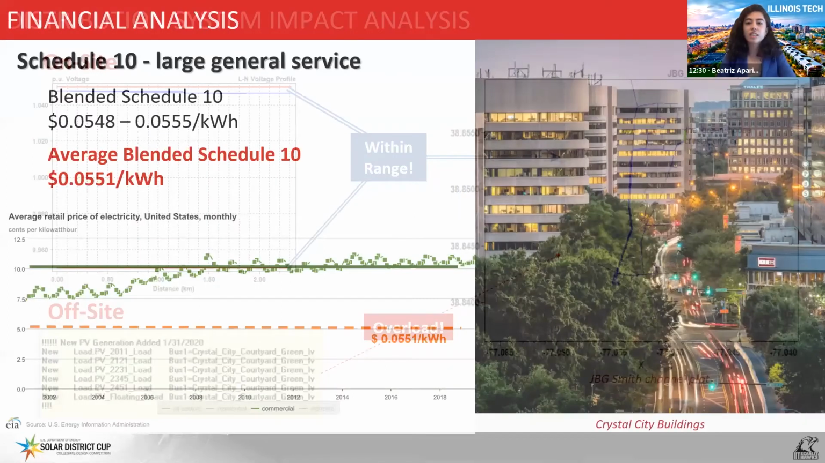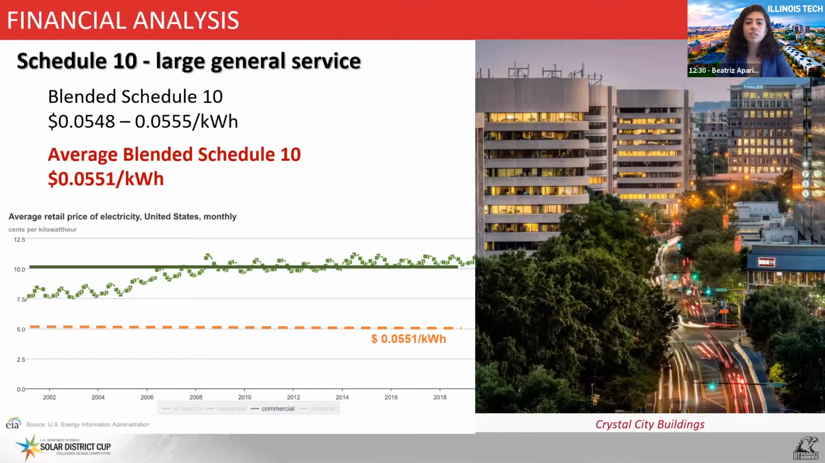For our financial analysis, we used Dominion Schedule 10 pricing and calculated the average blended utility cost for all buildings. When compared with EIA's data for commercial buildings in the US, our average price was 50% lower. This resulted in some restrictions in terms of payback periods for our system designs.